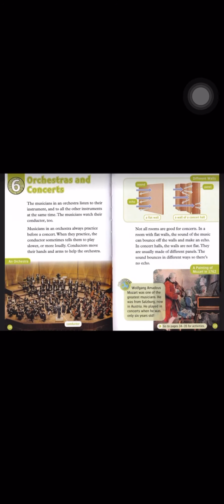Chapter 6. Orchestras and concerts. The musicians in an orchestra listen to their instrument and to all the other instruments at the same time. The musicians watch their conductor too. Musicians in an orchestra always practice before a concert. When they practice, the conductor sometimes tells them to play slower or more loudly. Conductors move their hands and arms to help the orchestra.